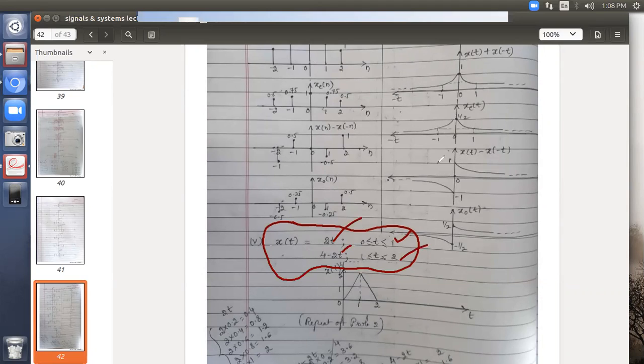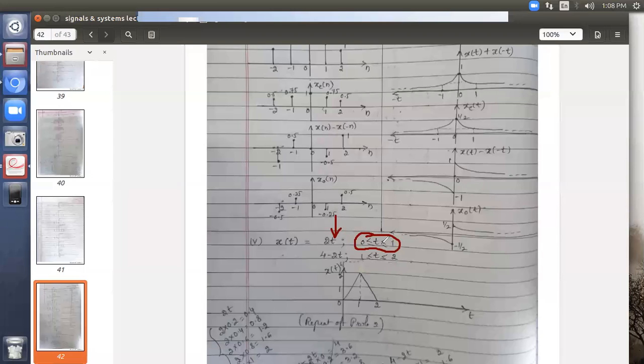If you try substituting between 0 to 1, take the points. Assume t equals 0, let me show you. Suppose I take t equals 0, I'll get this. Now say t equals 0.5. 0.5 lies in between 0 and 1. So take 0.5, 0.5 into 2, how much is that? 1. So I'll get 1.